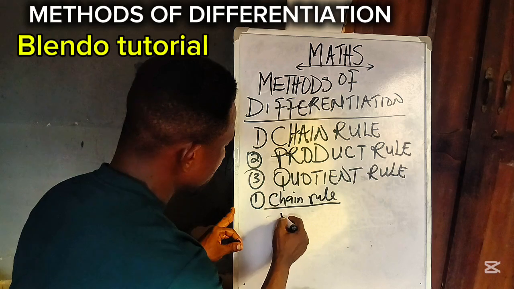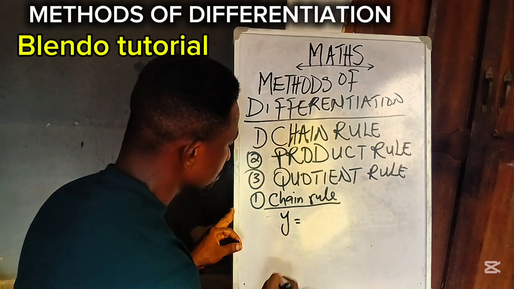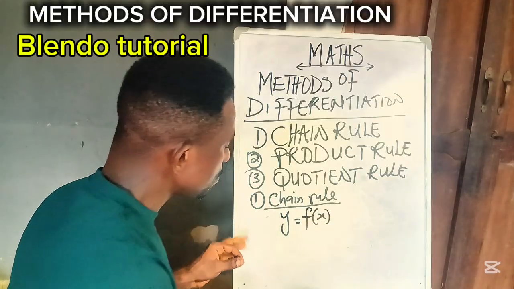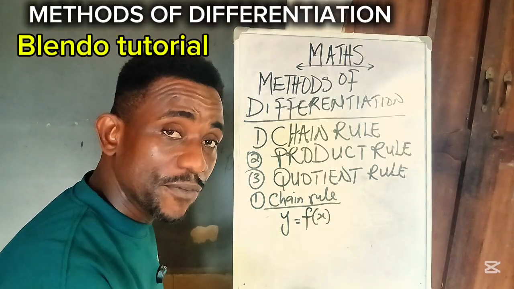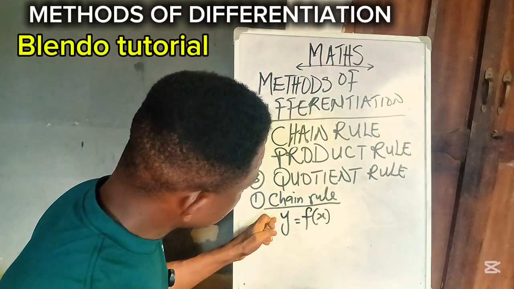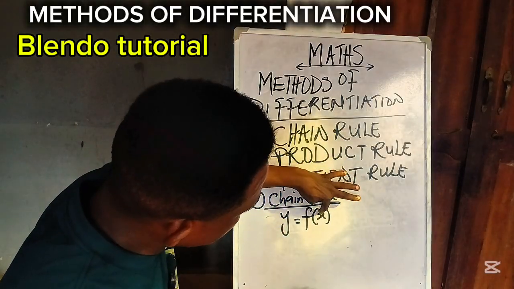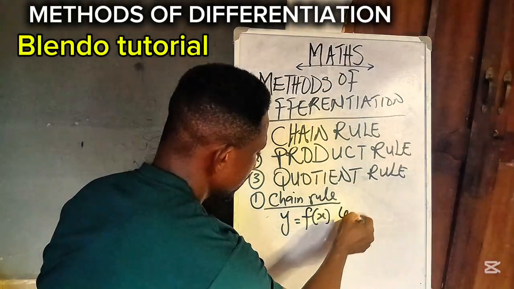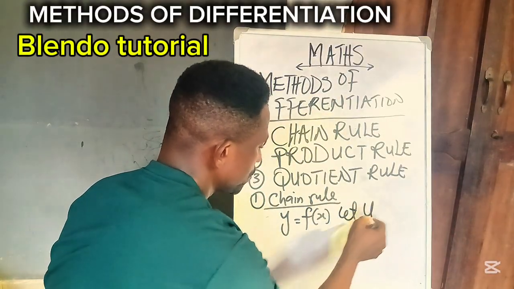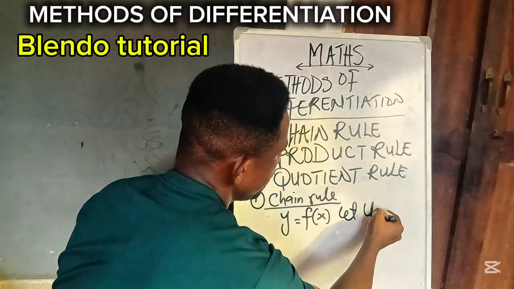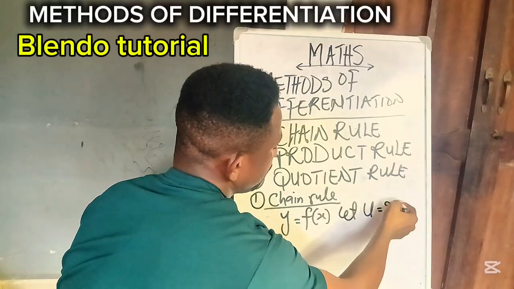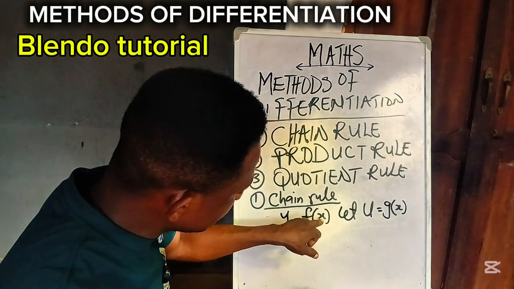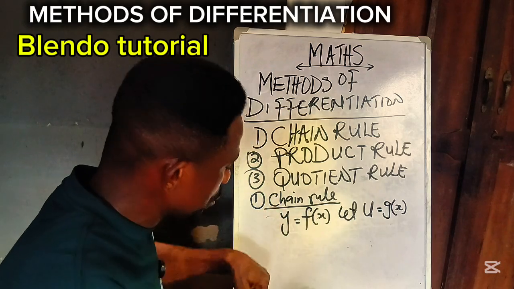If you have a function like this, y is equal to f of x. Y is a function of x. Then we say, let u be another function of x. That is, this x is also a function.